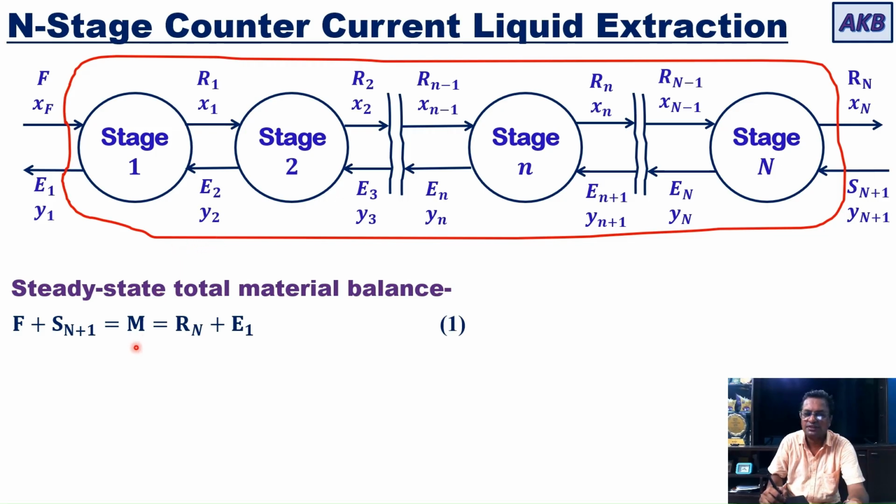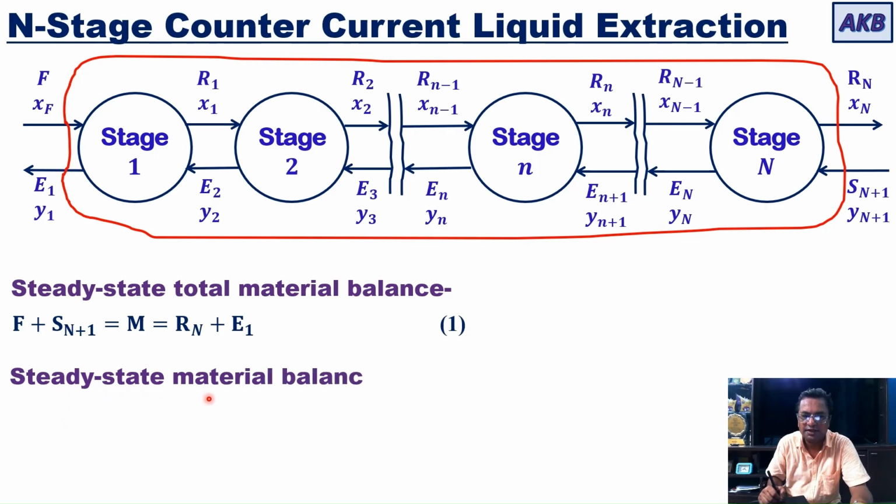The imaginary mixture that forms, M, represents the mass flow rate of the mixture for the entire cascade, and then it will be separating into raffinate phase that is coming out of nth stage, the last stage, and extract phase that comes out of the first stage. So steady state total material balance for the entire cascade will be written in this way: feed plus solvent is equal to mixture, which then settles into raffinate and extract phase. So the equation is F plus Sn plus 1, that is equal to M, that is equal to Rn plus E1, and I am calling this equation number 1.